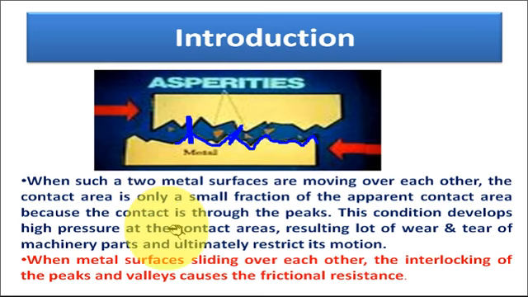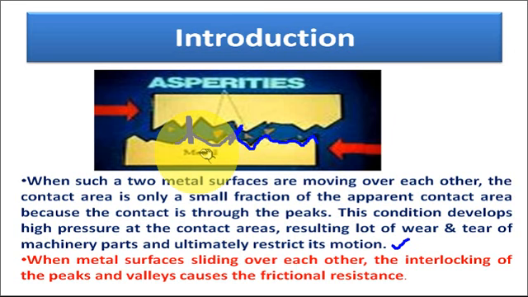In such a condition, high pressure is developed at these small contact areas, resulting in a lot of wear and tear of the machinery parts, and ultimately it restricts motion. So this is the frictional resistance. If the metal surfaces make peak to peak contact, high pressure at a small area will be generated, which will cause wear and tear of the metal surfaces.